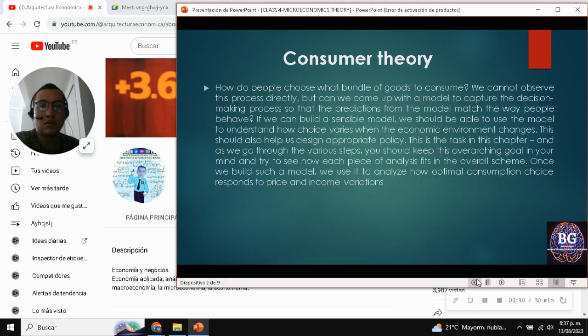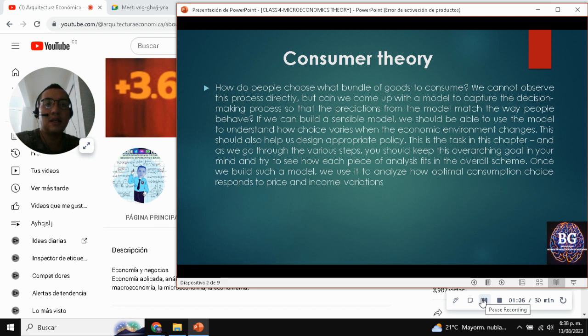How do people choose what bundle of goods to consume? We cannot observe this process directly, but can we come up with a model to capture the decision-making process so that the predictions from the model match the way people behave? If we can build a sensible model, we should be able to use it to understand how choice varies when the economic environment changes. This should also help us design appropriate policy.